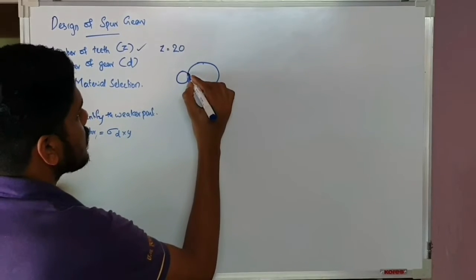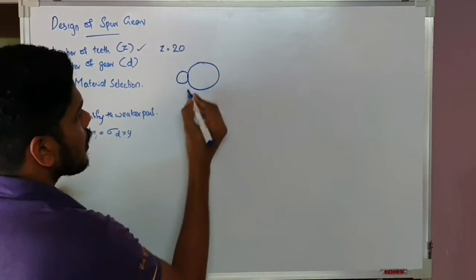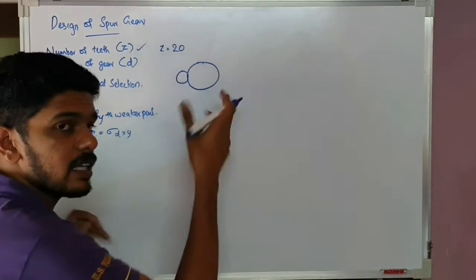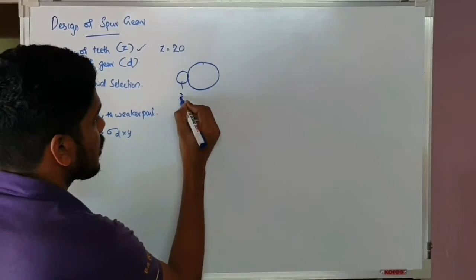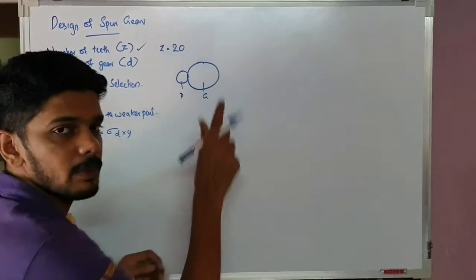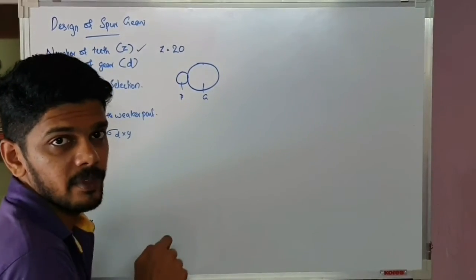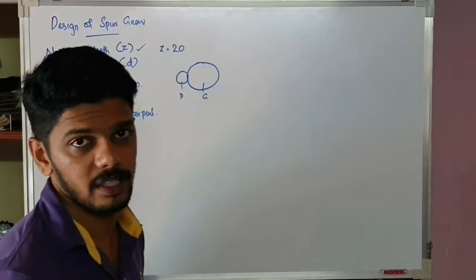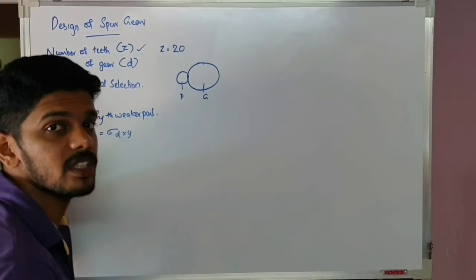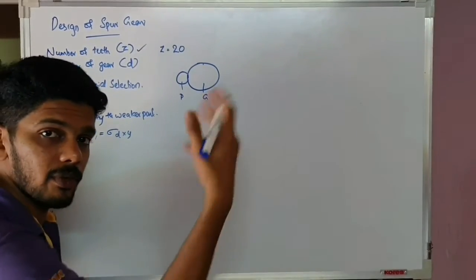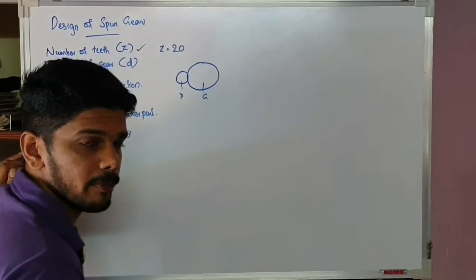Assume that both the pinion and gear are of the same material. We are assuming that if both are of the same material, the pinion will always be the weaker one. The first thing to break is the pinion. If both are of different material, we need to find in step 2 which one is the weaker part. You will understand that when we do the problem.